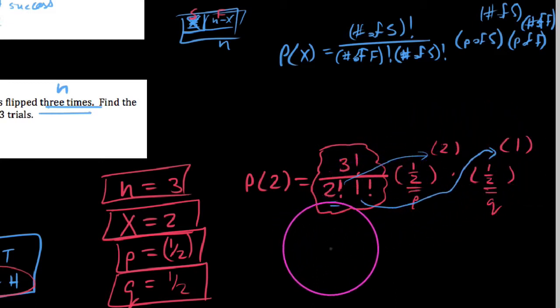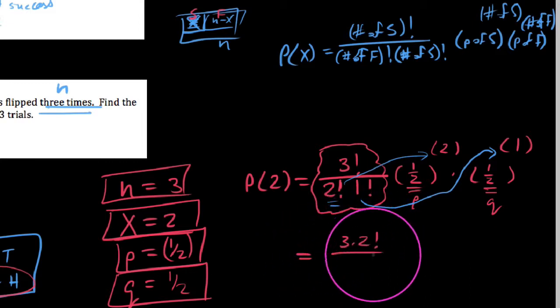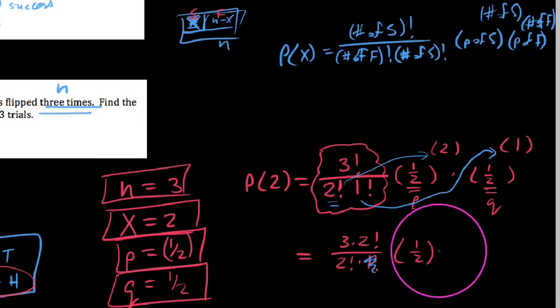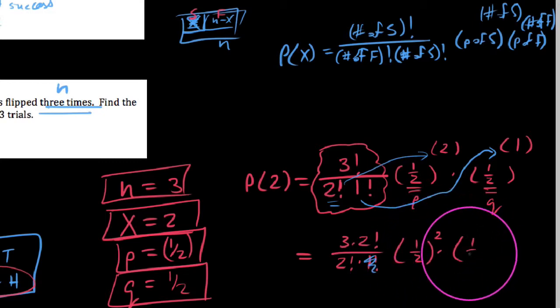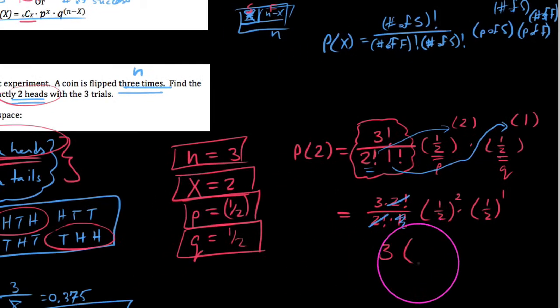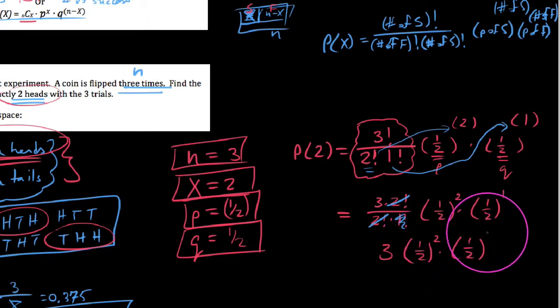So we need to simplify this expression. This is the not so fun part. This would be 3 times 2 factorial on top over 2 factorial times 1 factorial, and 1 factorial is just 1, so we can get rid of that. Then we have a half to the second power times a half to the first power. Simplifying further, the 2 factorials cancel out, and we're left with 3 times 1/2 to the second power times a half to the first power.